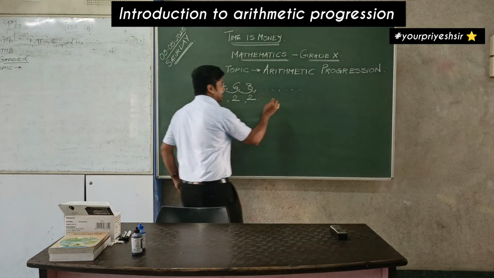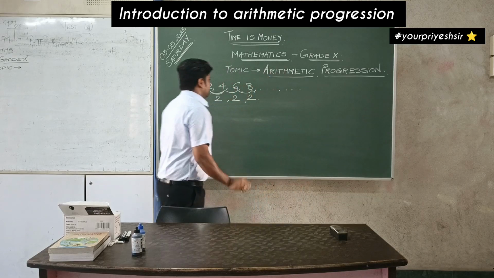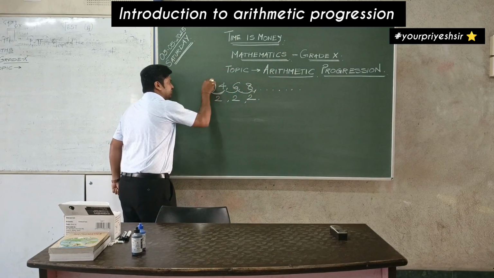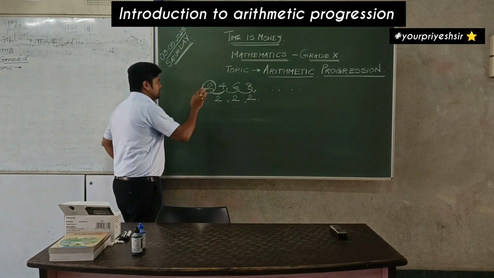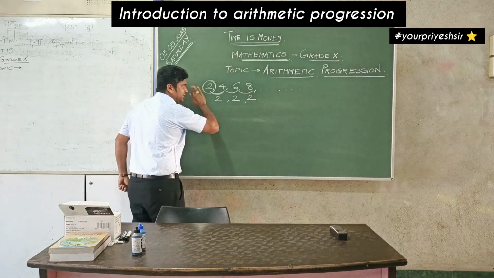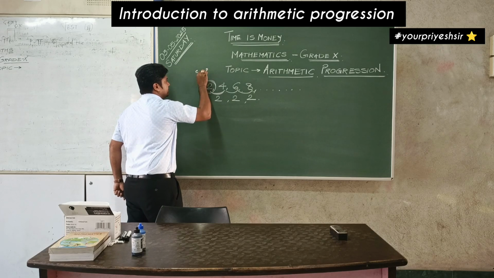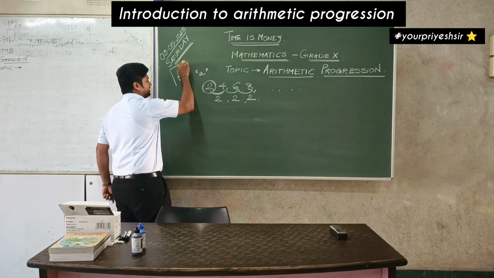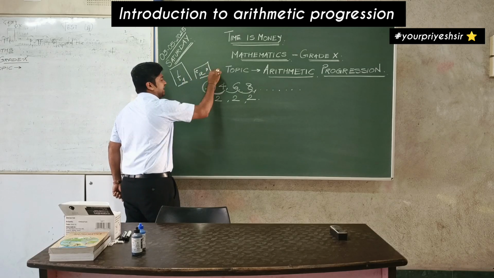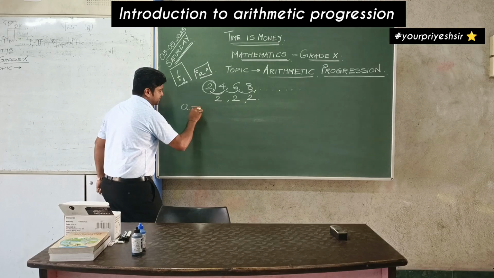Okay. What comes next in this? Now, the very first number of the sequence is what, children? 2. So the very first number of the sequence will be denoted by the letter A. Or else sometimes we can take it as T1. T1 is the first term, or you can also denote it as what? A. So in this one, what is A for us?